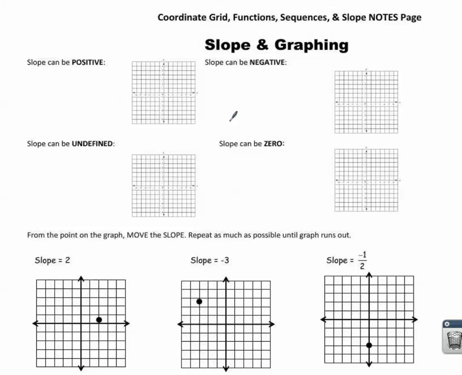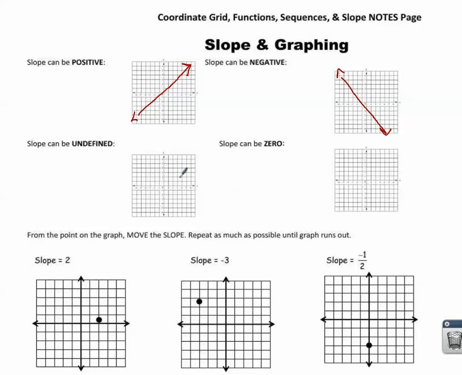Today we're going to talk about slope and graphing. Slope can be positive, negative, undefined, or zero. A positive slope, just like you read, goes left to right. If left to right the line is increasing, it's positive. But from left to right, if the line is decreasing, it's negative.